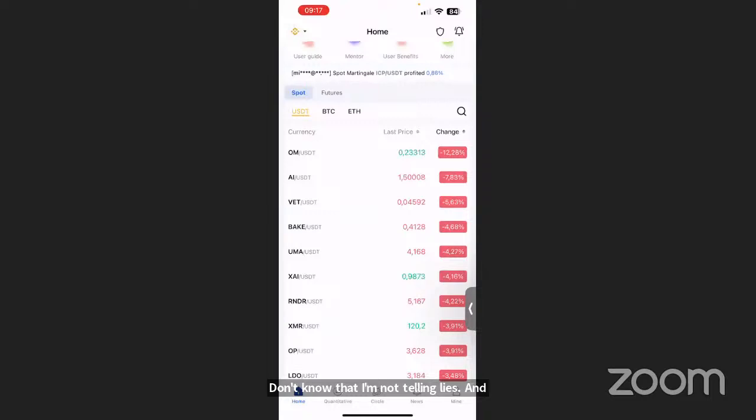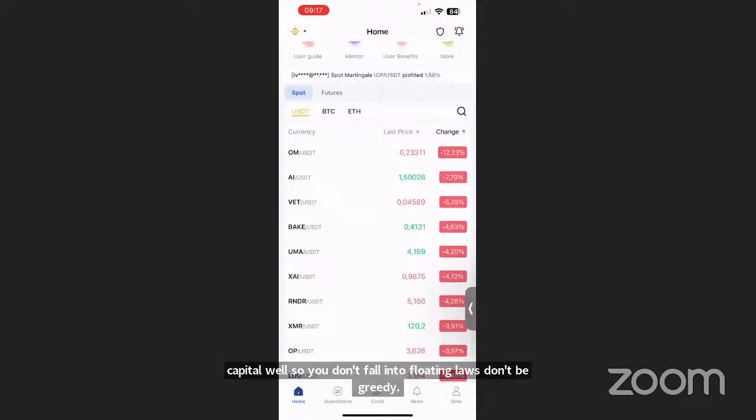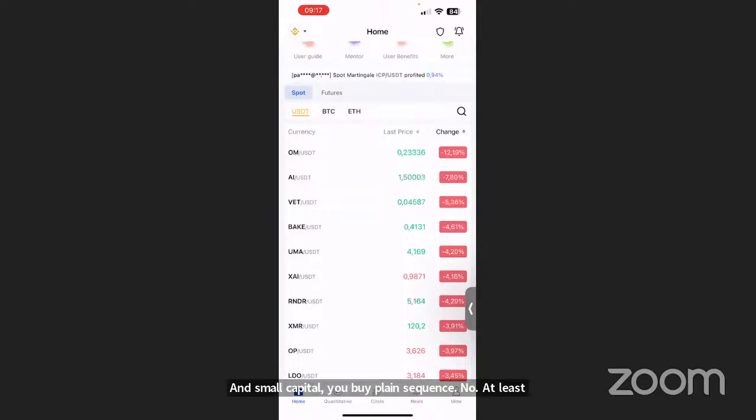Okay, you don't have to think that without a signal you cannot trade, but make sure you also manage your capital well so you don't fall into floating loss. Don't be greedy with small capital and buy plenty of coins. No, at least $100 for one coin. If you have $200, two coins. If you have 300, two coins, 150, 150. Make sure you trade with margin calls as well.